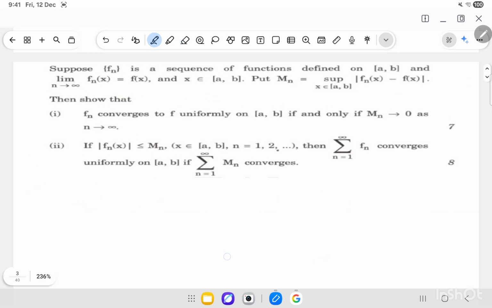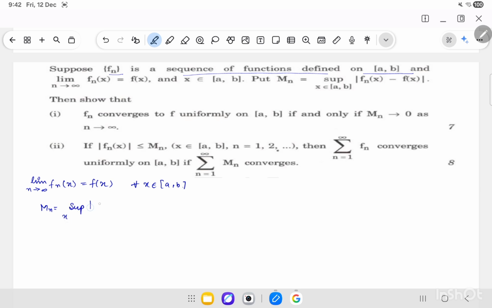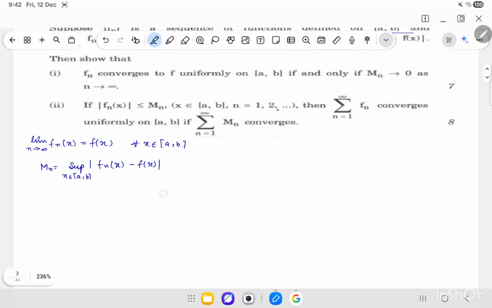Now the next question is: suppose f_n is a sequence of functions defined on the closed interval a comma b, and another thing that is given to us is that the limit as n approaches infinity of f_n(x) is equal to f(x), and it holds for all x in the closed interval a comma b. Further, they have given us that M_n is defined as the supremum of |f_n(x) minus f(x)| over the closed interval a comma b.